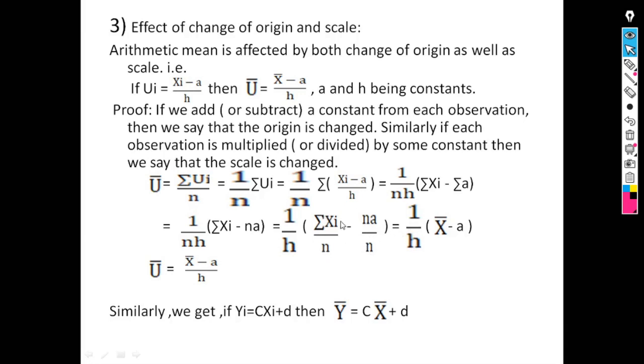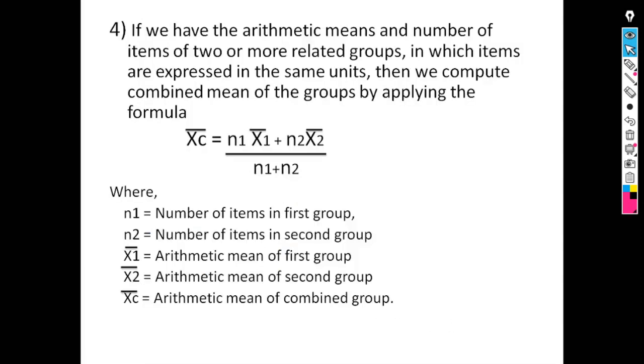We know the definition of arithmetic mean: x bar is equal to summation of xi upon n. So summation of xi upon n is x bar, and this n gets cancelled. So the remaining term is a, which is equal to u bar is equal to x bar minus a upon h. Hence the proof. Similarly, we get if yi is equal to cxi plus d, then y bar is equal to cx bar plus d, and this is your homework.